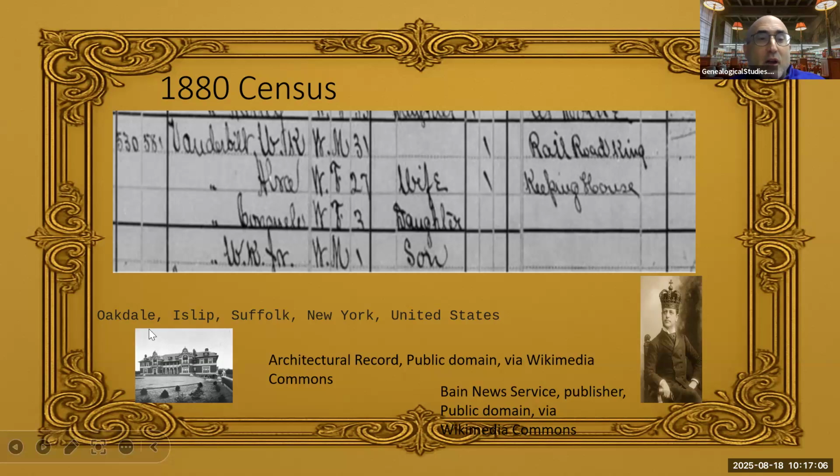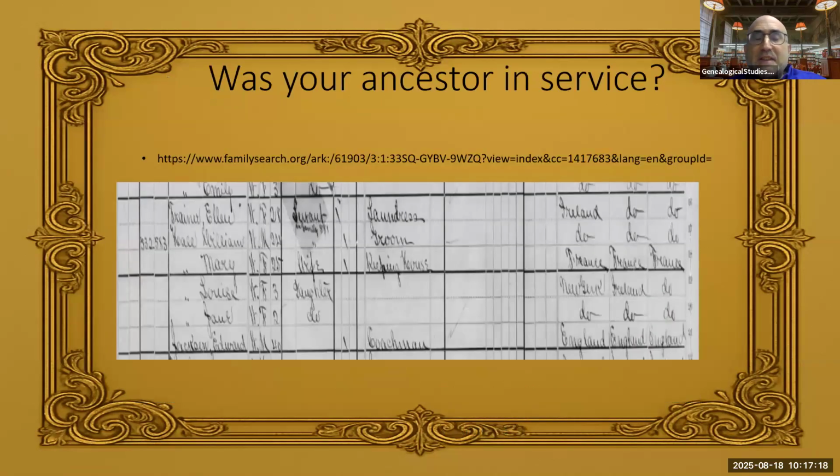And now they're on the census for Oakdale and Islip, which is Suffolk County, New York, and it's their house called Idle Hours. This is the house. And something else about the census, and we're talking about figuring out where your ancestor fits in history, is what was their occupation. Now, if your ancestor was in service, whatever their occupation was, it will be on the census.